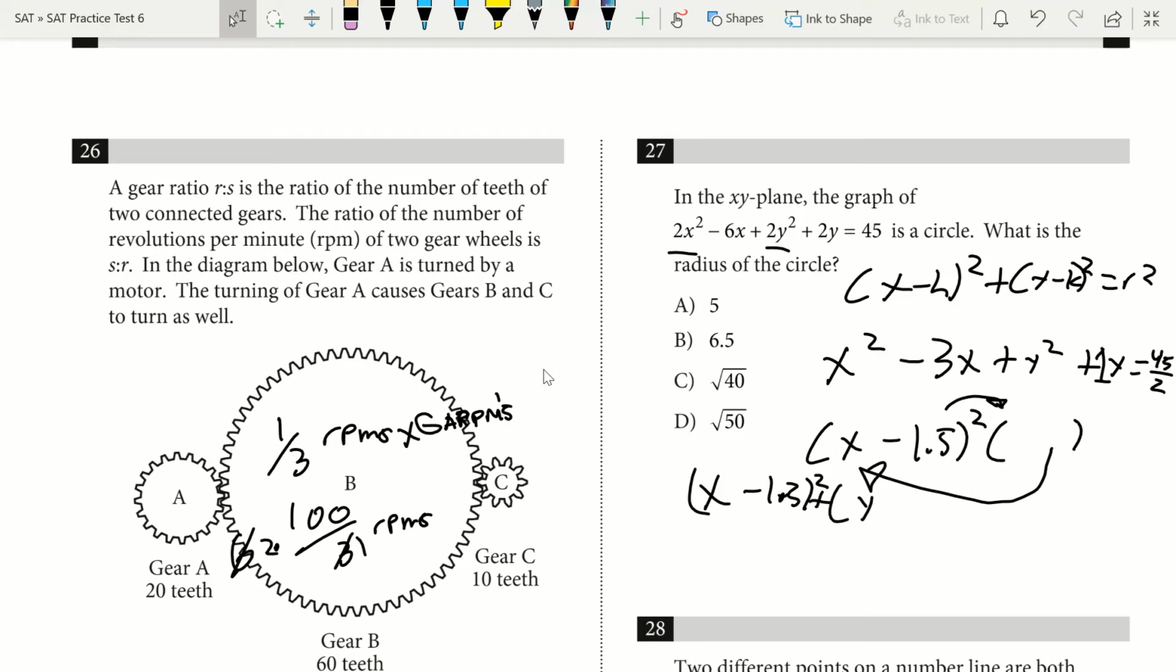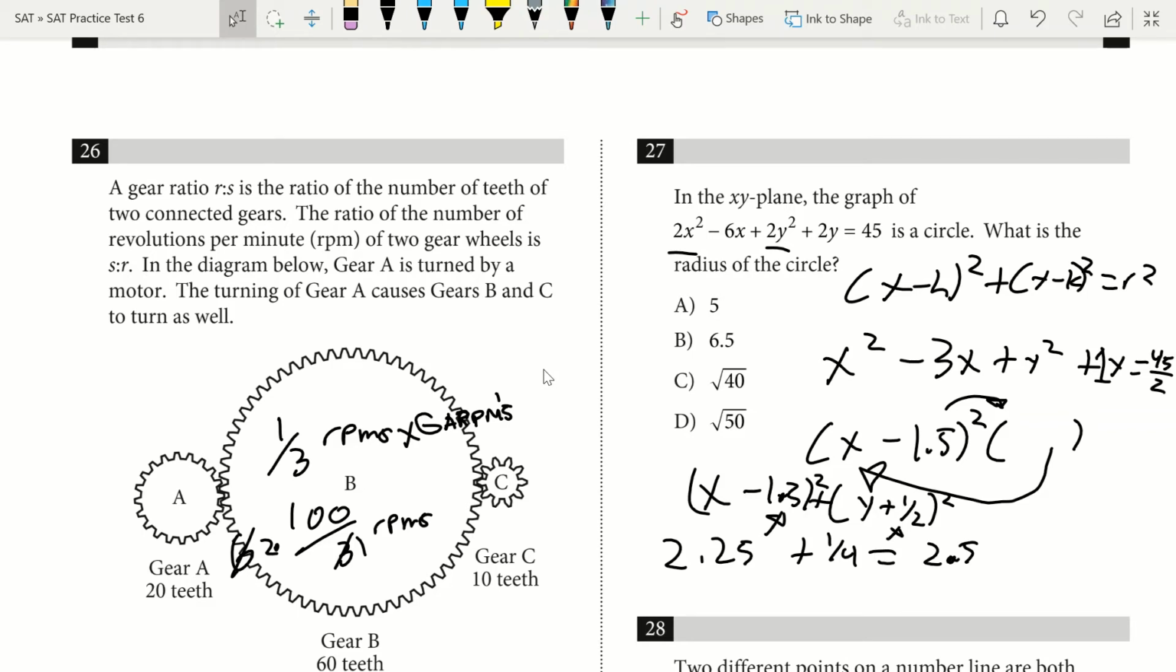And since we have that plus 1y, we know we have to have y plus 1/2 squared. So now I have to take this negative 1.5 and square it. Negative 1.5 squared is 2.25. Then I take this half right here and square that. 1/2 times 1/2 gives me 1/4, which is 0.25. So their sum is 2.5.